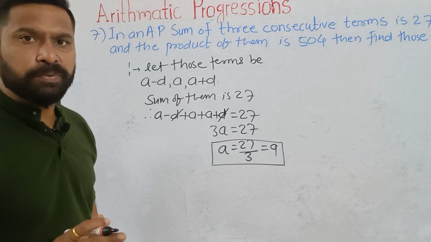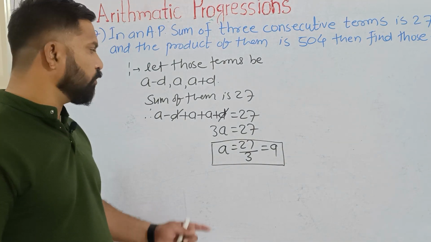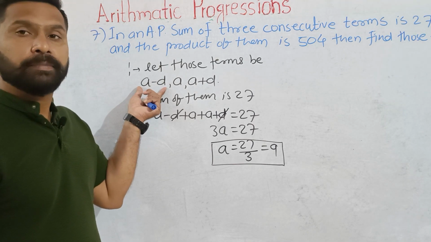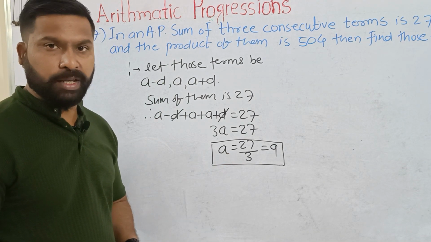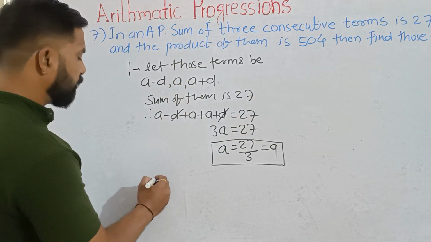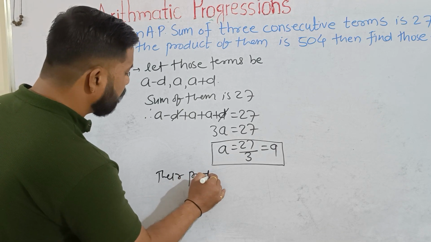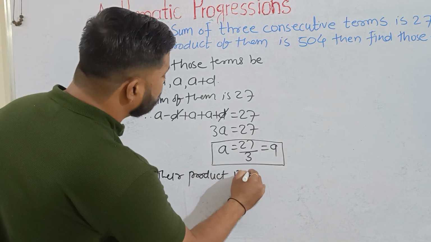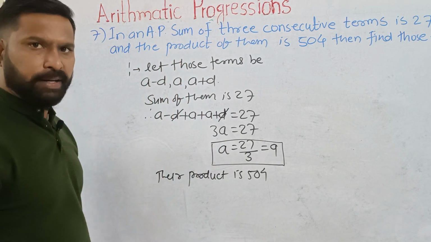A is not the first term in this question. Who is the first term? A minus d. Don't consider a as the first term now. Okay? Now, what do we have to do? Second condition, their product is 504. Where is 504? There is 504.